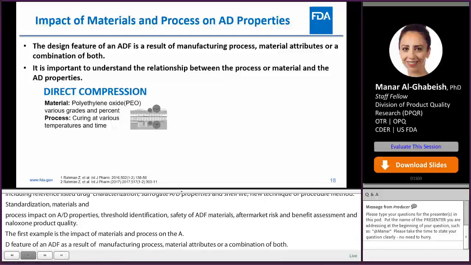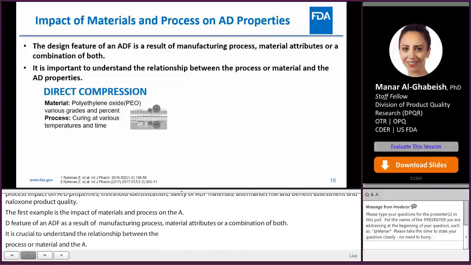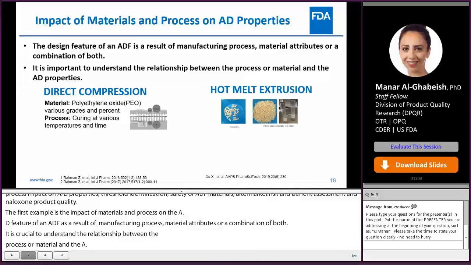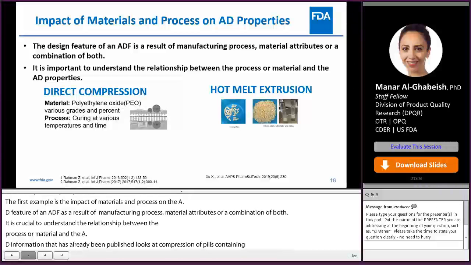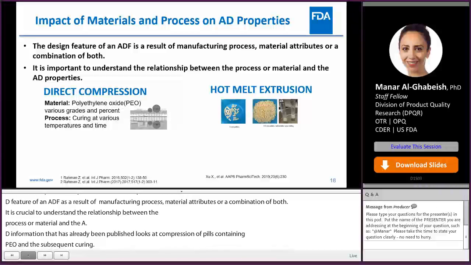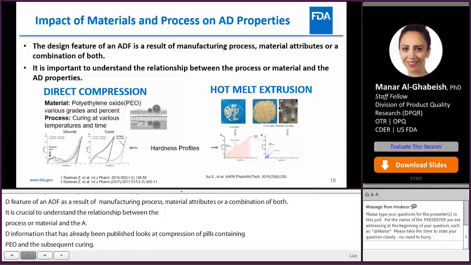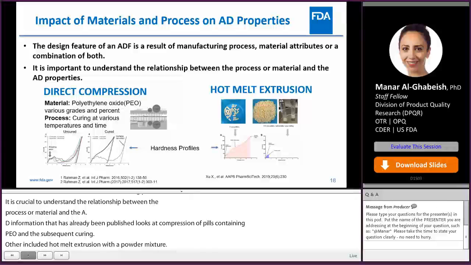Some of our work that has been already published investigated the manufacturing process of ADF, such as the direct compression of tablets containing PEO of various grades and percentages, and the subsequent curing step. Other work involved the hot melt extrusion of PEO-containing powder mixture. Both studies showed the impact of the process parameters and the PEO as an AD polymer on the AD properties evaluated, like the hardness profile.